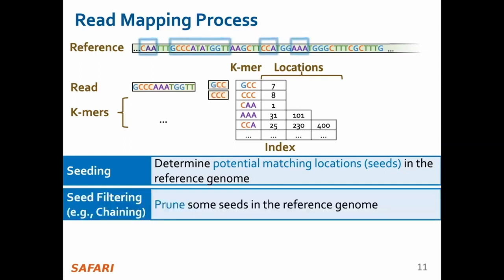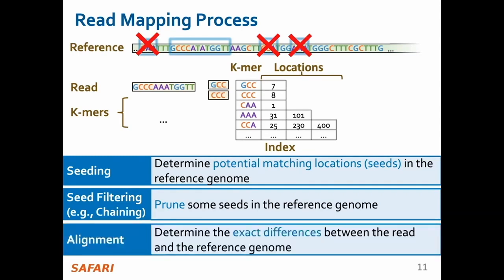To further reduce the cost of this expensive computation, the second step, which is seed filtering, for example chaining, prunes some of these seeds in the reference genome so that we would do the alignment step on smaller candidate locations. And to do that, the mappers use a simpler approximation of the alignment score called the chaining score, which is less computationally intensive compared to the alignment.